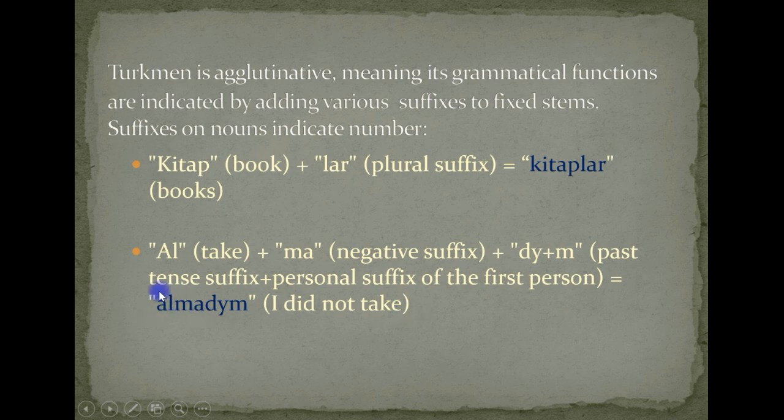As you can see, the word itself, al, is just two letters, and the suffixes are very long. We have three suffixes, ma, dı, and m. So, this is called an agglutinative language. So almadım, I didn't take. In English, I did not take, let's say four words, but here in almadım, just in one word we can say the same meaning.